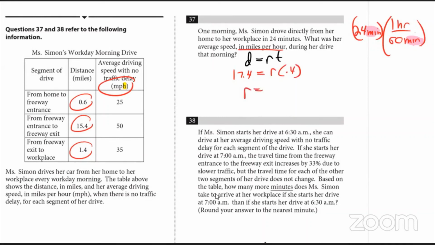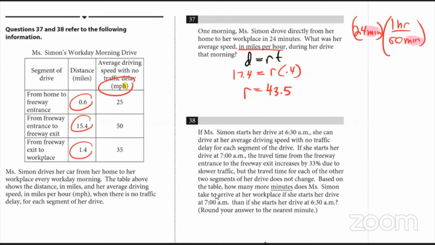Divide both sides by 0.4. 17.4 divided by 0.4 is 43.5. And the answer key here says that you could have said 43.5, 43, or 44, but I don't really see how it would be correct to get either of the other two answers.